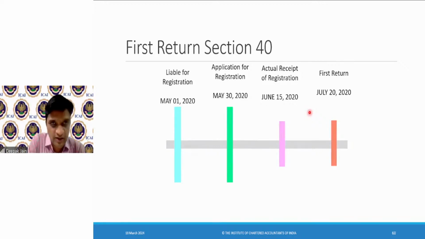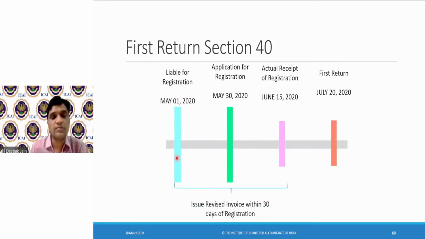I've got the registration on June 15th. So my first return will be July 20th. So this is the concept of first return. But the important part is from the date I was liable to registration, and for this period from May 1st to May 30, I do not have a registration.